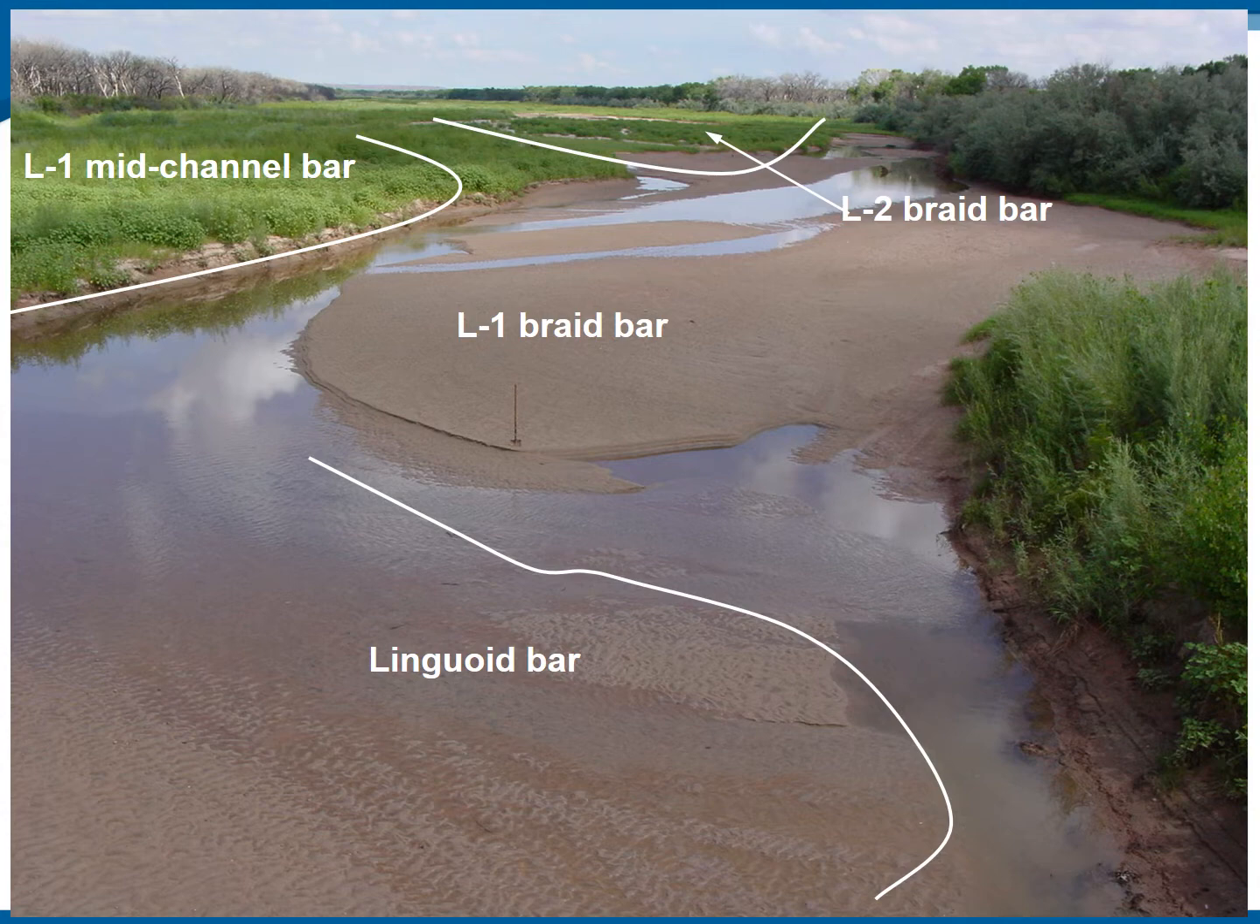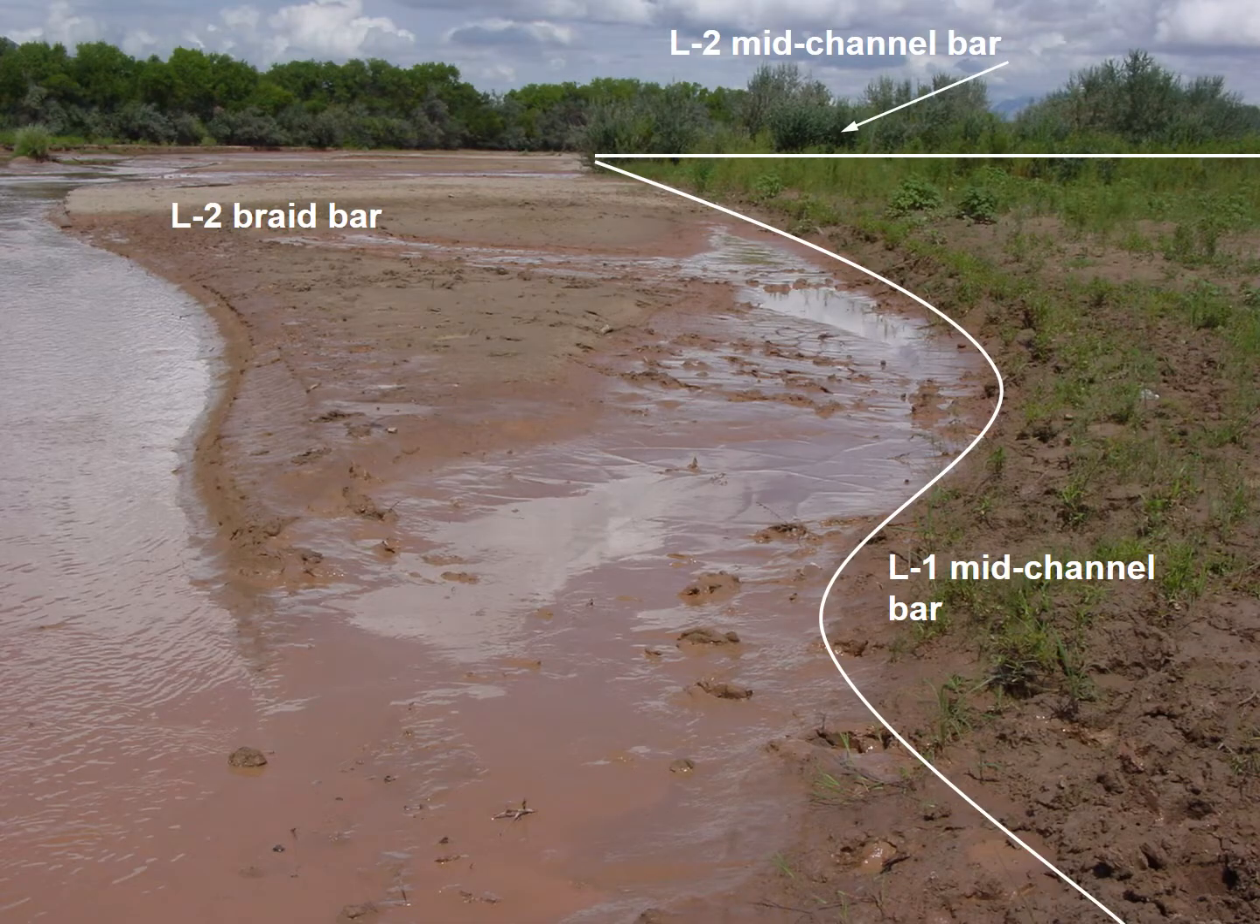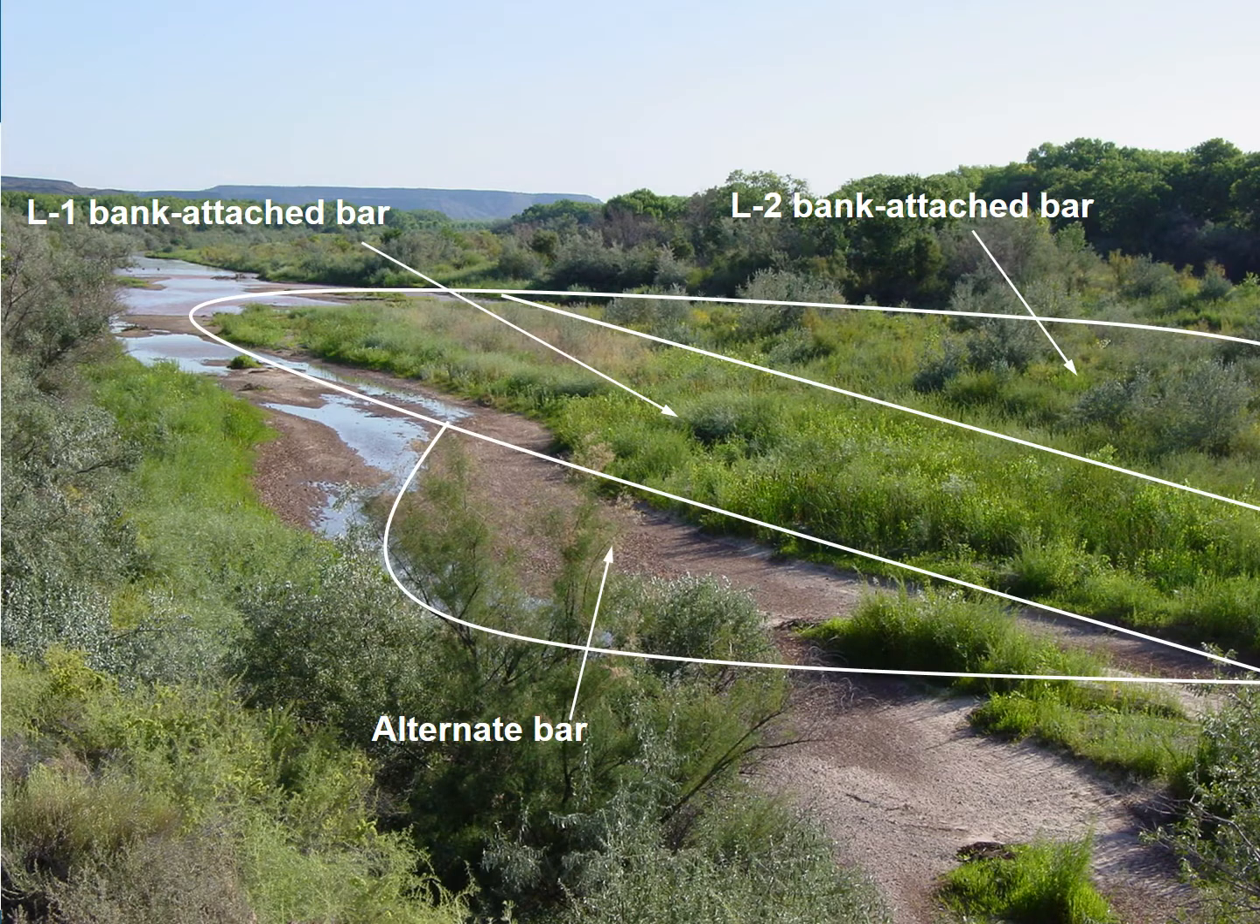You can go out pretty much anywhere in the sand bed river today, and you'll see the linguoid bars, level 1 braid bars, higher elevation level 2 braid bars, and a mid-channel bar. Don't get too carried away with some of the vegetation on here. A lot of this is annual weeds that come in and don't necessarily persist, so you don't have all that vegetation all the time. Our braid bars are in the active channel portion, and then we have a mid-channel bar, lower level, higher level.